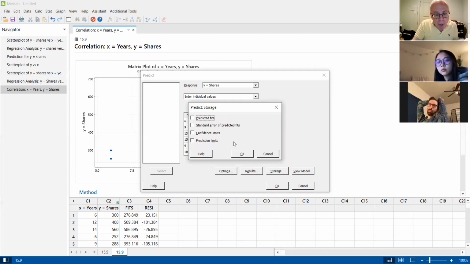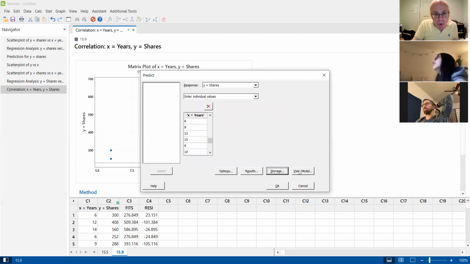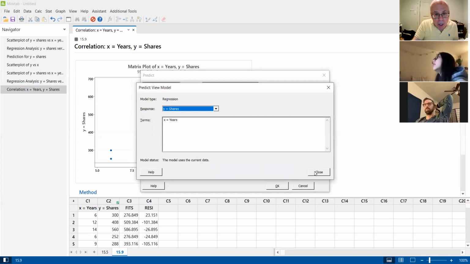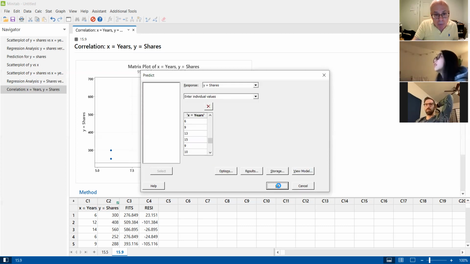And storage. What do I want? I want the predicted fit. Now we already have the predicted fits, right? I already asked for it earlier. Don't need that anymore. I told you last time about the standard error of predicted fits, and I didn't know what that is. I know what it is now. What is it? I'll tell you in a second. Okay, I'll keep you in suspense. Confidence limits, prediction limits. I want those. Click OK. Fine. Click OK. Let's see what happens.